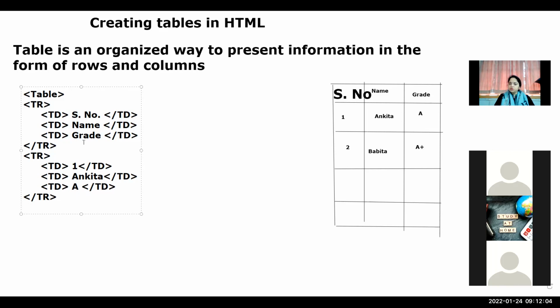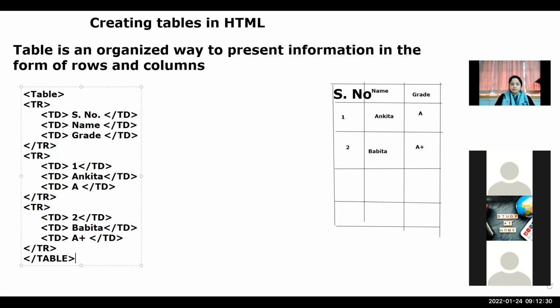Similarly, we will continue defining the rows. As many rows as there are in a table, we will continue with this type of coding. You can copy it also, Control C, Control V. Now, you just have to change the values. Now, my third row is defined. After defining all the rows, I will close the table tag.